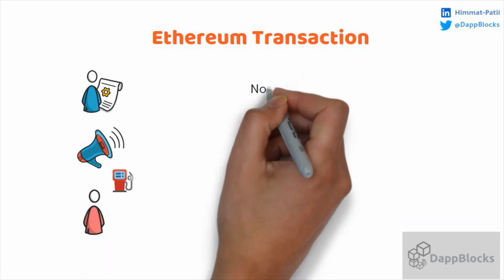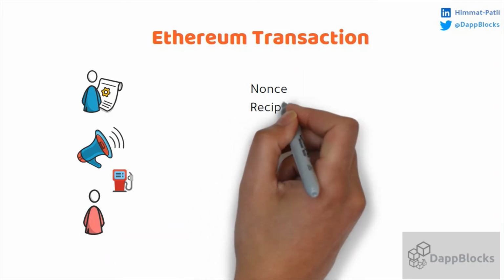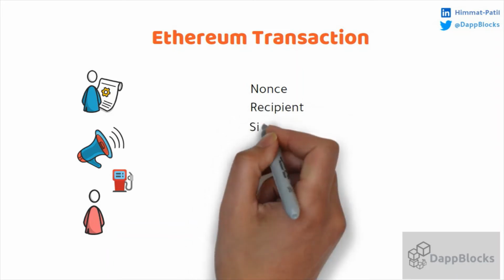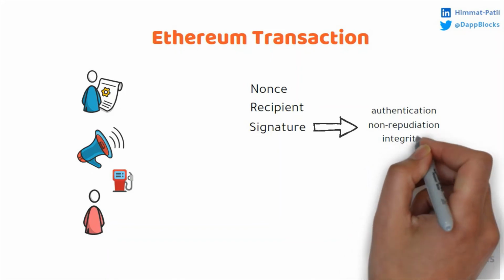A transaction includes nonce. Nonce is a sequence number, that is, the number of transactions created by an account. Recipient, the destination address. Signature. Signature is the identifier of the sender. This is a digital signature which includes authentication, non-repudiation, and integrity. If you want to know more about cryptography, then please watch the blockchain cryptography video. Link in the description below.